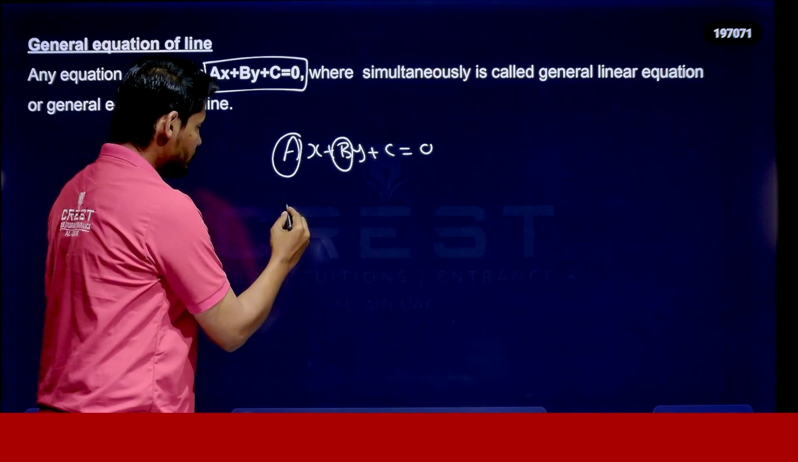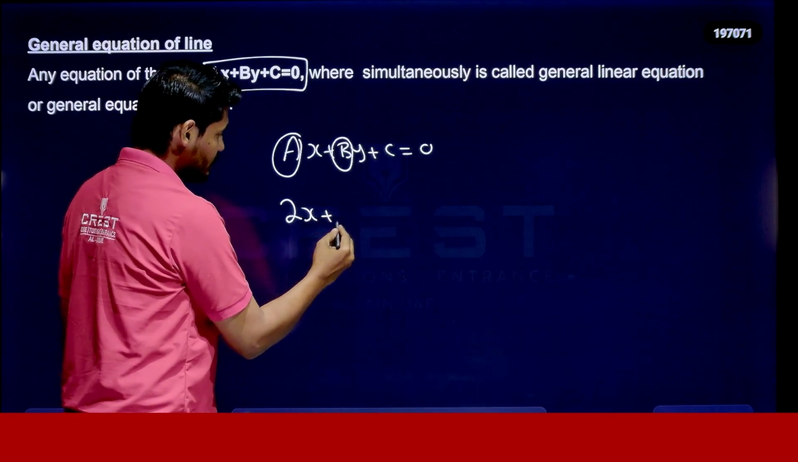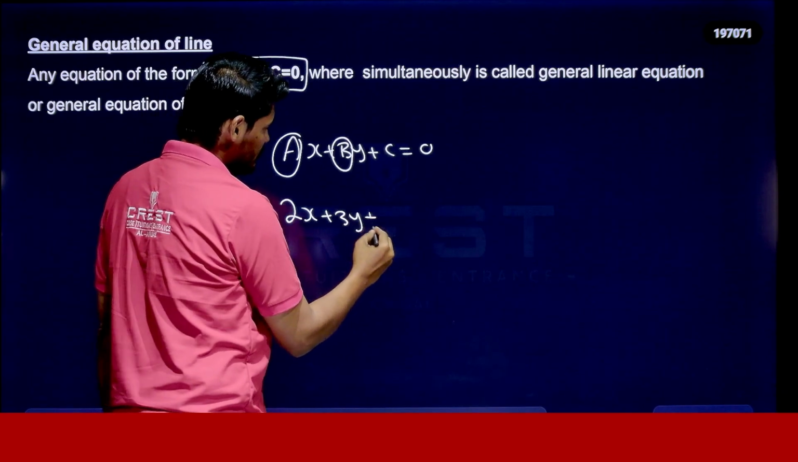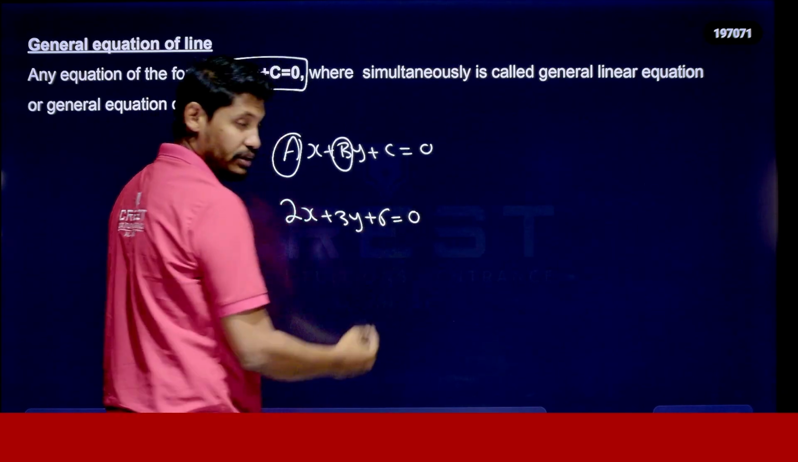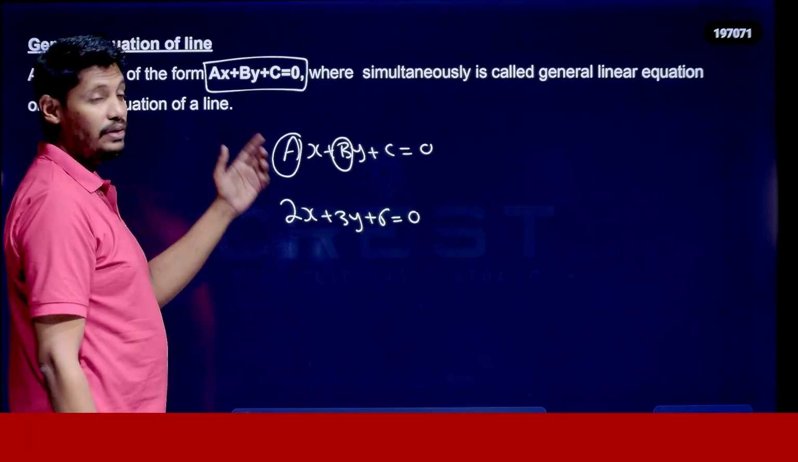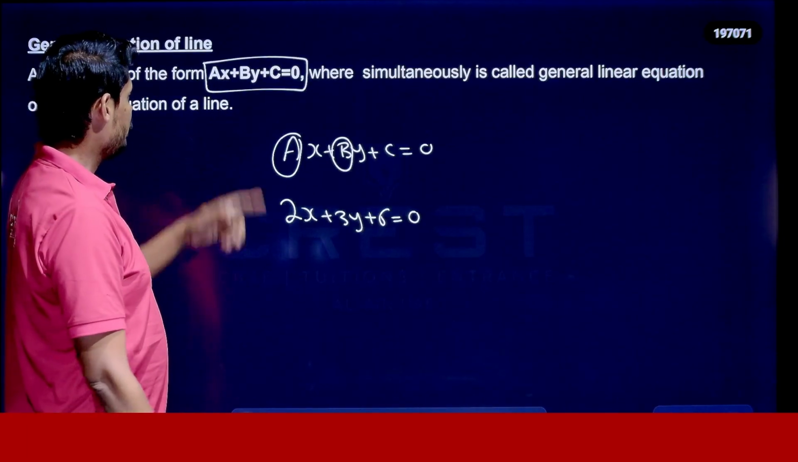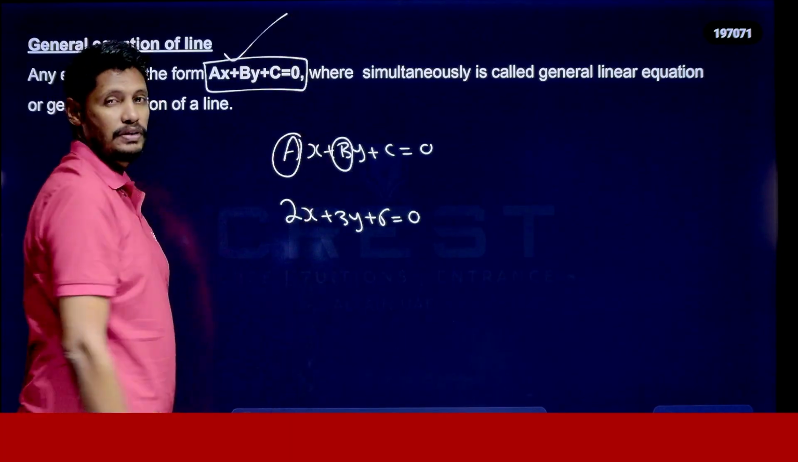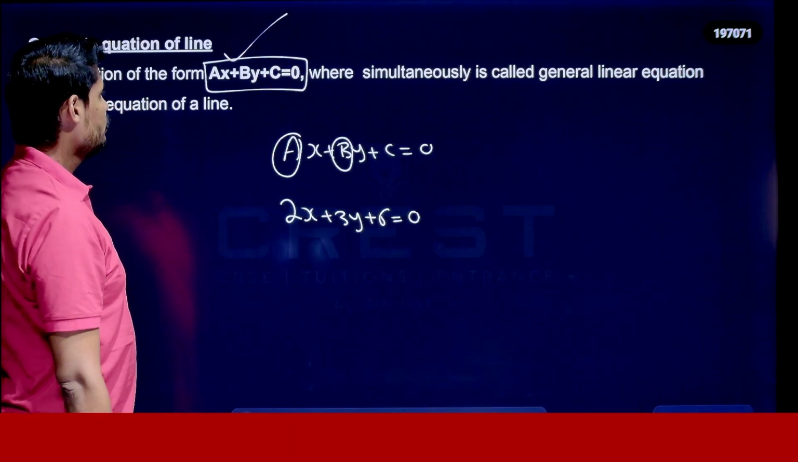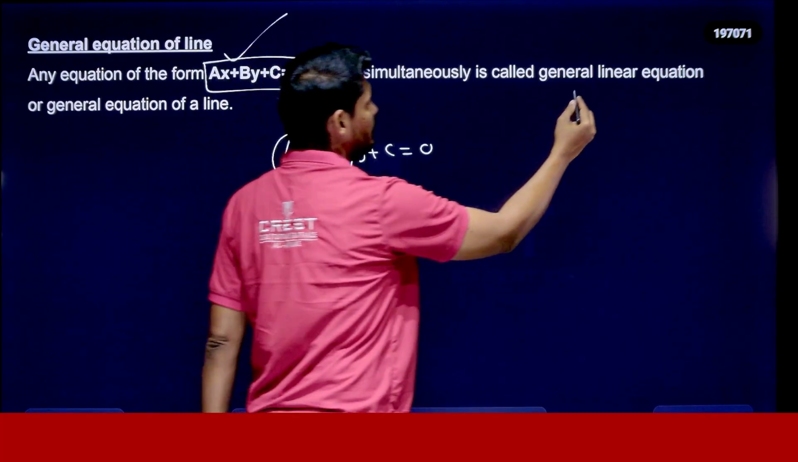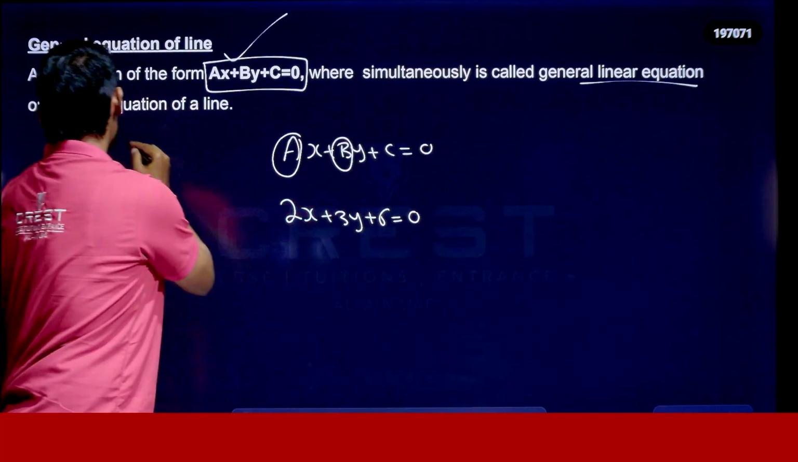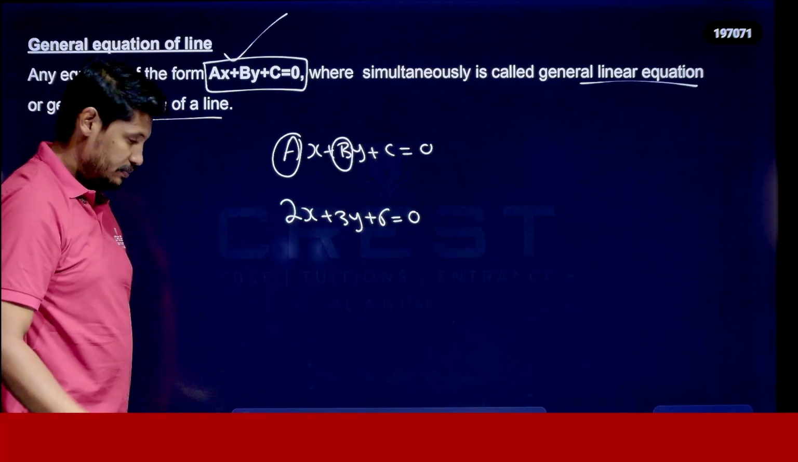So if your equation is given as 2x plus 3y plus 6 equal to 0, it's an equation of a line because it's in the form of ax plus by plus c equal to 0. So the general equation of a line is ax plus by plus c equal to 0. This equation is called the general linear equation or the general equation of a line.